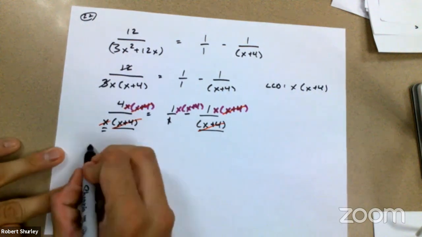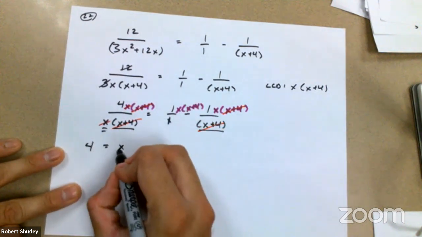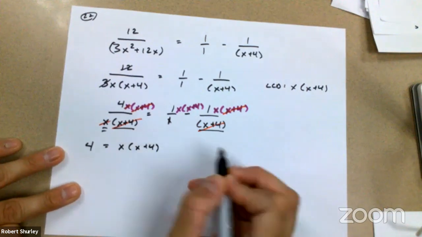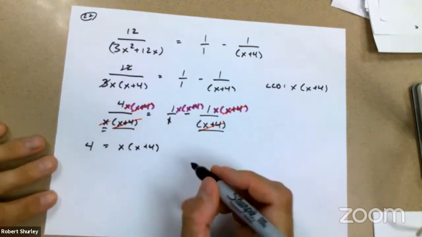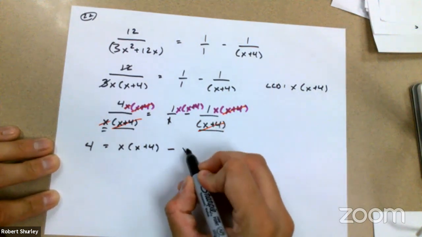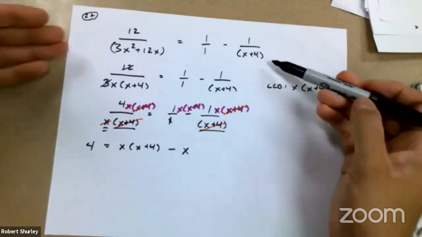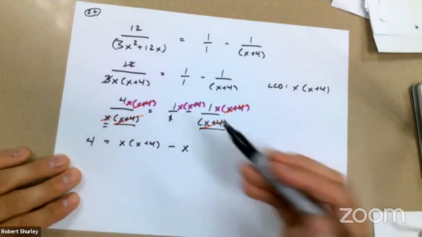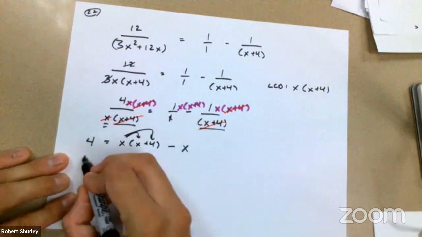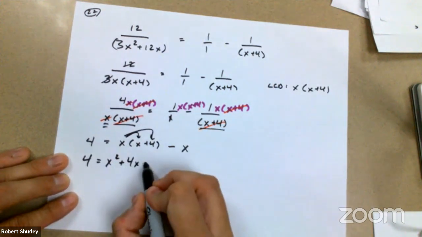So on the left, we end up with 4. Now this middle term, remember, it was just 1, so we're really left with x times x plus 4. Nothing canceled out for that second term. Minus, now the x plus 4 is canceled, so we're left with a minus 1x. So I'm just going to say minus x. This is stuff we did in 5.7. You distribute the x, and you're left with x squared plus 4x minus x.